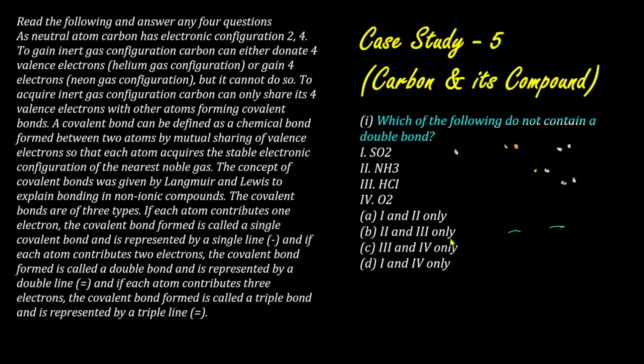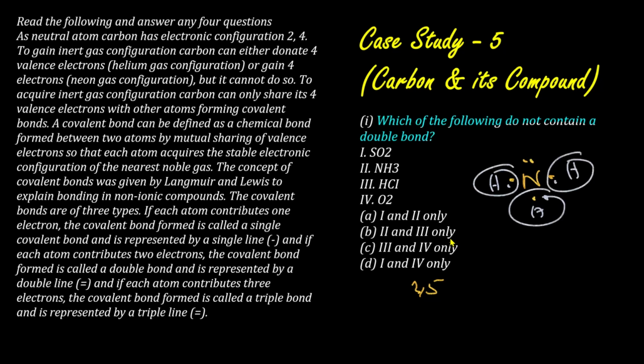Now I'll see the next one, that is ammonia, NH3. The nitrogen whose atomic number is how much? Atomic number is 7, with configuration 2, 5. So it has 5 electrons in the outermost shell and hydrogen shares 1 electron. There are 3 hydrogen atoms, so each will share 1 electron. As you can see, single covalent bond, single covalent bond, single covalent bond, and this is an unshared pair of electrons. So this is forming only single covalent bonds.